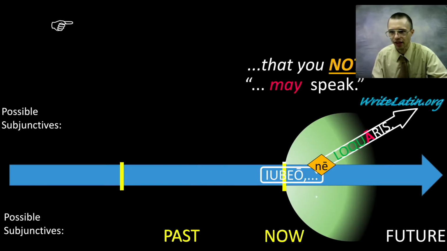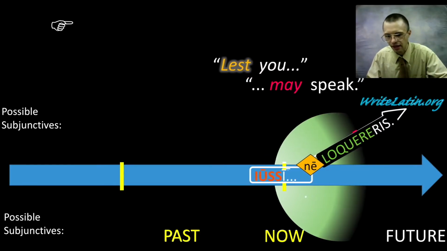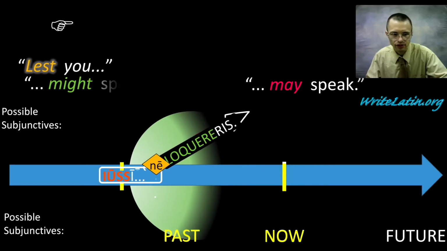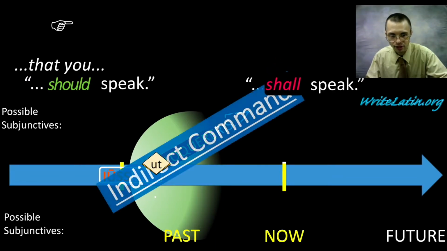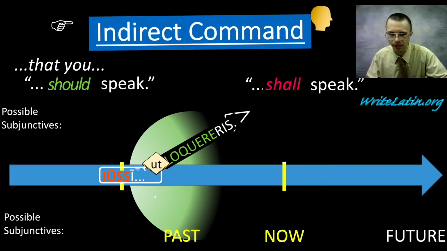In English we just say I command you not to speak, but we want to include that subjunctive sense in it. So I would like you to say may or shall or can or will. Lest you may speak, that you may not speak. And I commanded lest you might speak, lest you could speak, would speak, should speak. I commanded that you should speak. Okay, that's an indirect command.